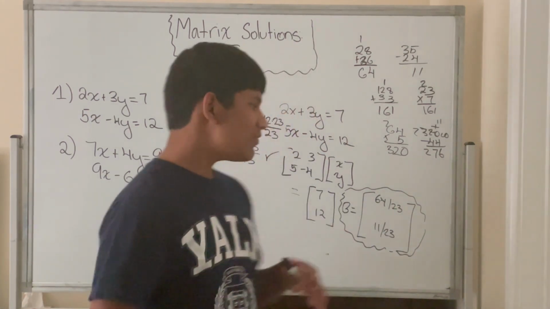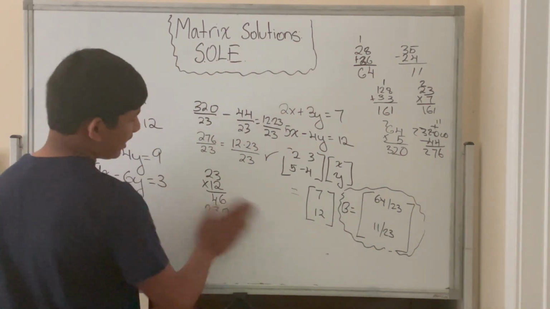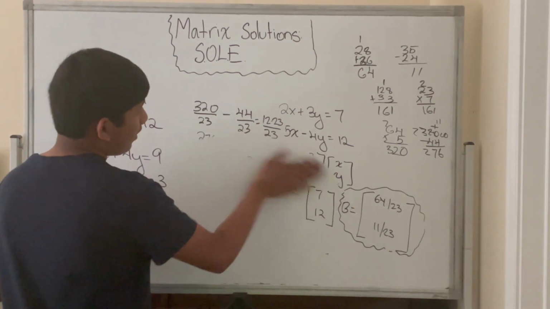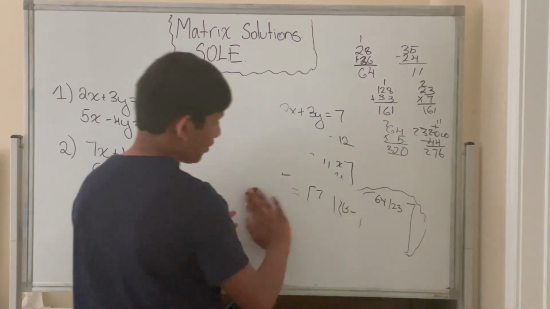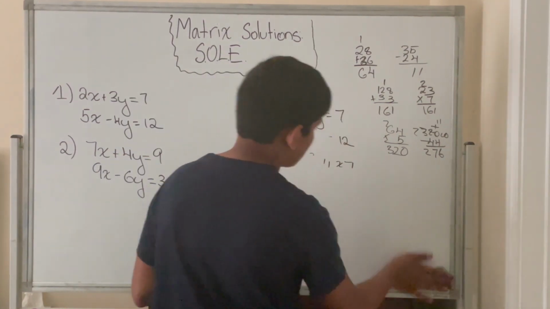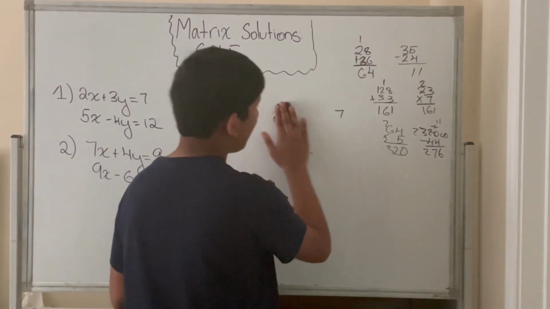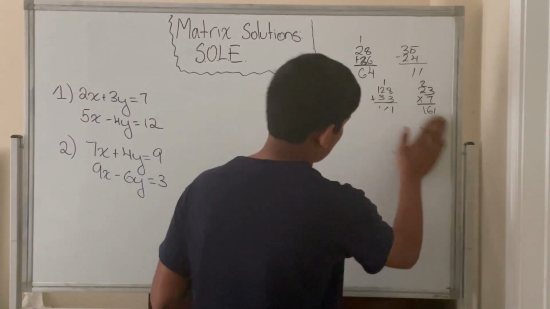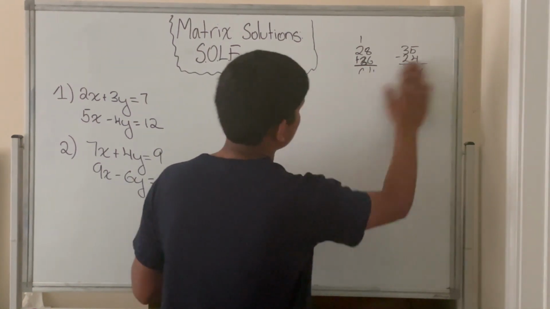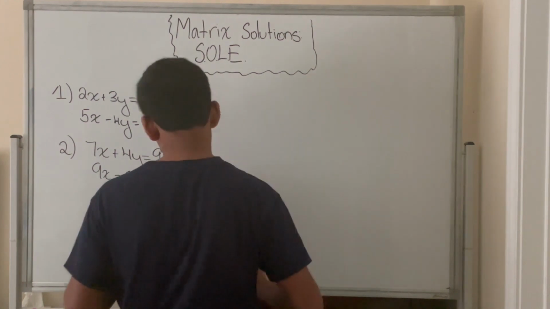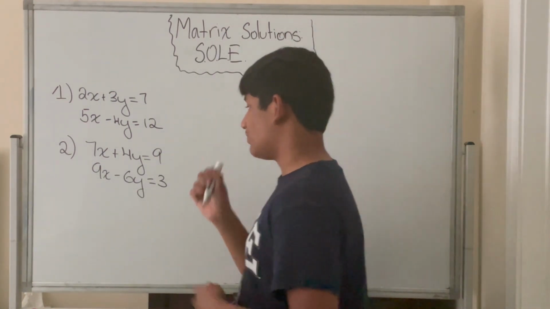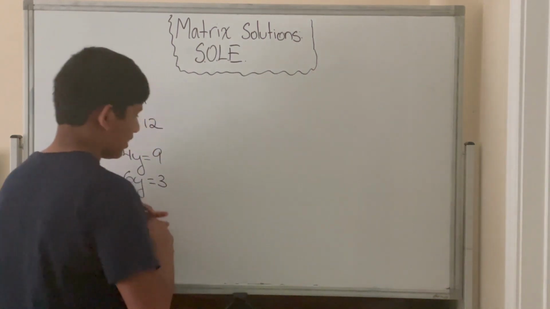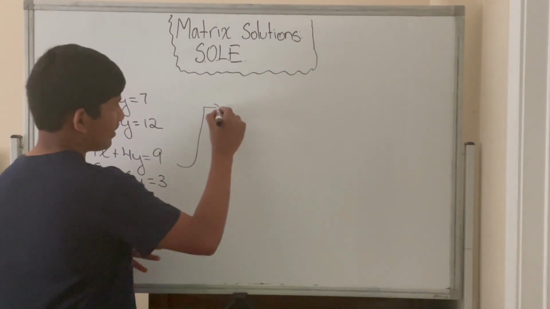Okay, now that we've solved the first one, we're going to be speed running the second one as well, so it's going to go a little bit faster in calculating the adjoint and determinant, and we're not going to be talking about the general structure. We're just going to be going right into it and giving a brief description. Okay, so 7x plus 4y is equivalent to 9, 9x minus 6y is equivalent to 3. Okay, let's solve it. In 3, 2, 1.